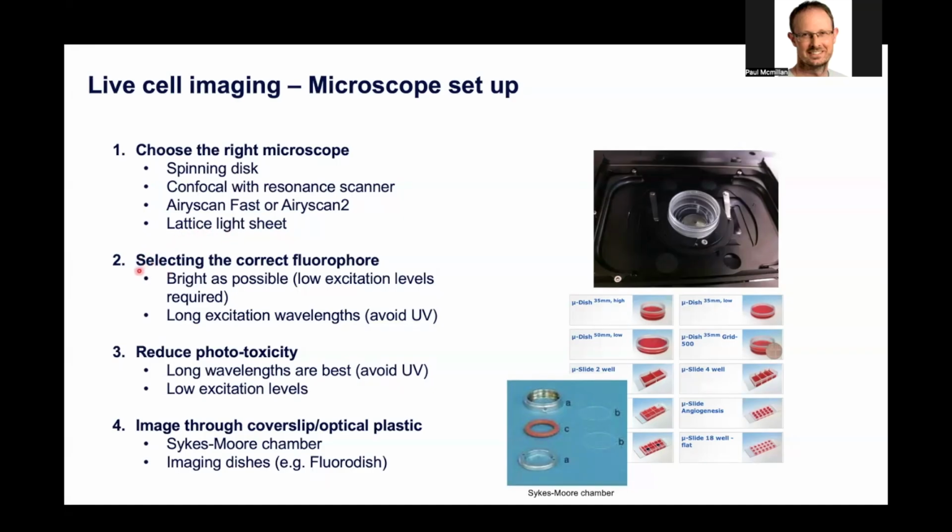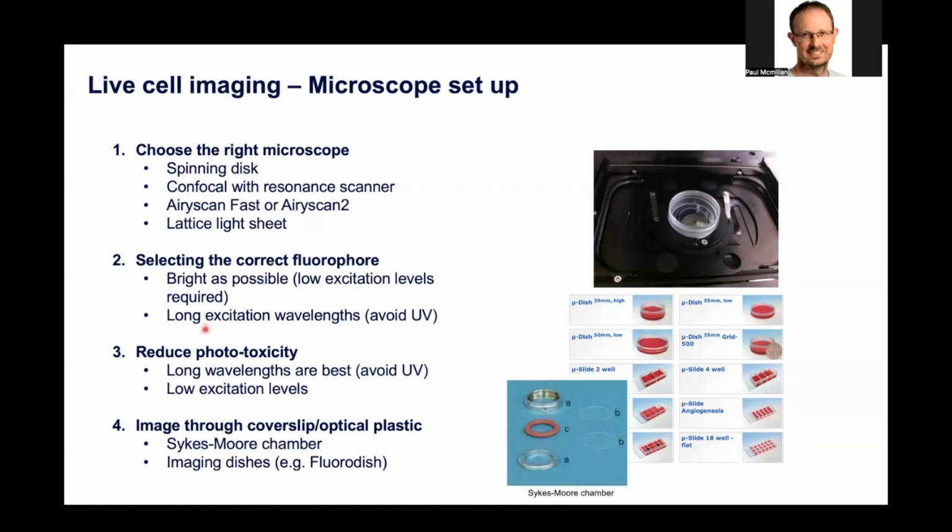Next thing we need to look at is selecting the correct fluorophores. Some of the things we're looking at here are, we want them to be as bright as possible, so we're putting a minimum amount of light onto there. You could also look at detector sensitivity as well here, to make sure you're being as efficient as possible in collecting whatever photons are emitted.